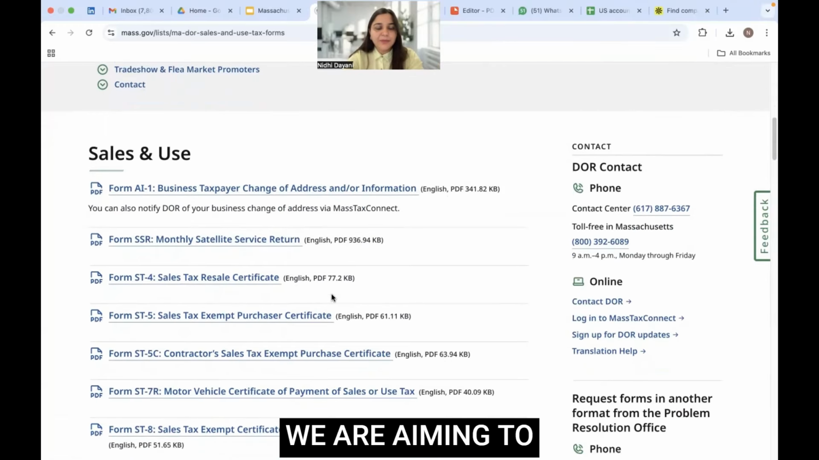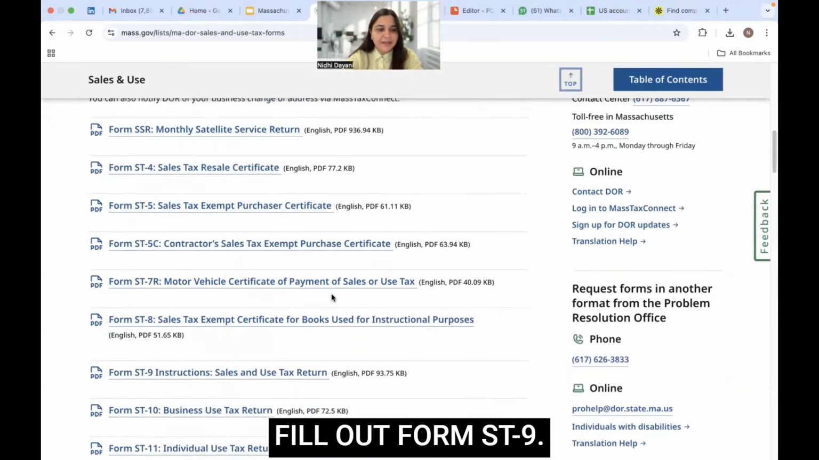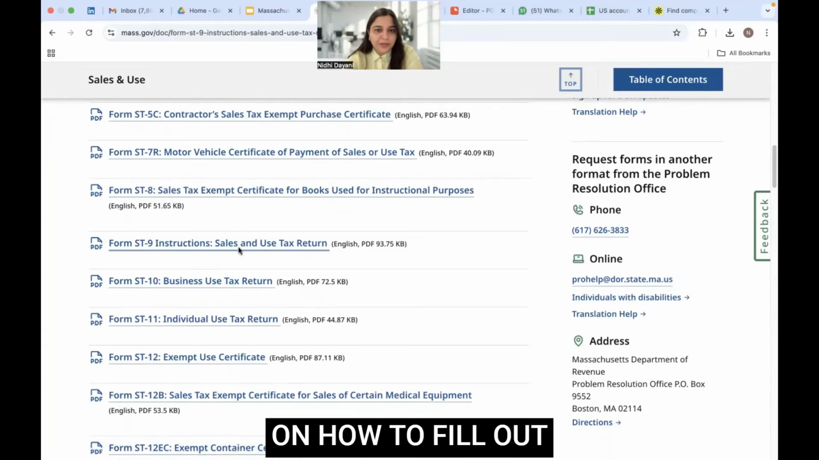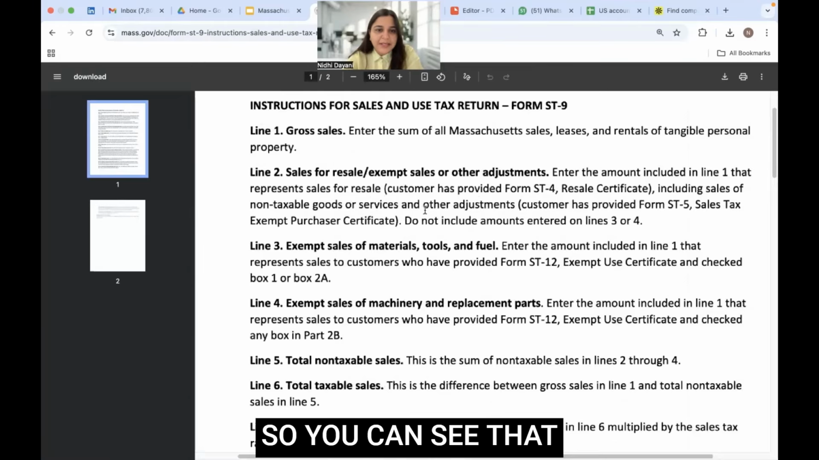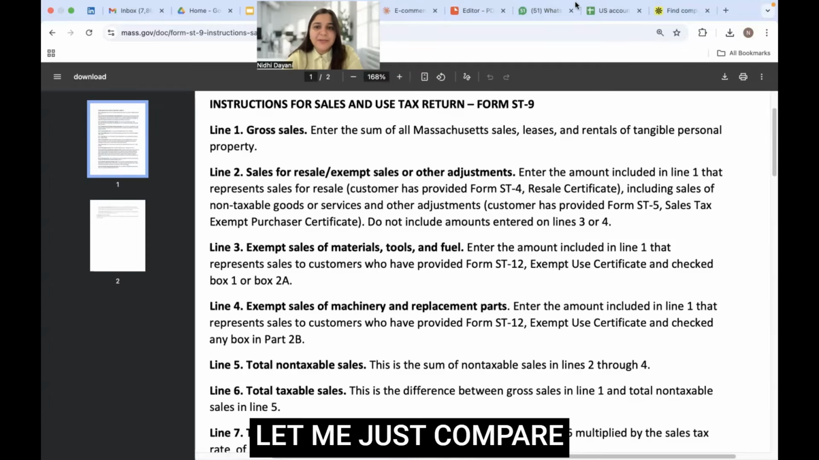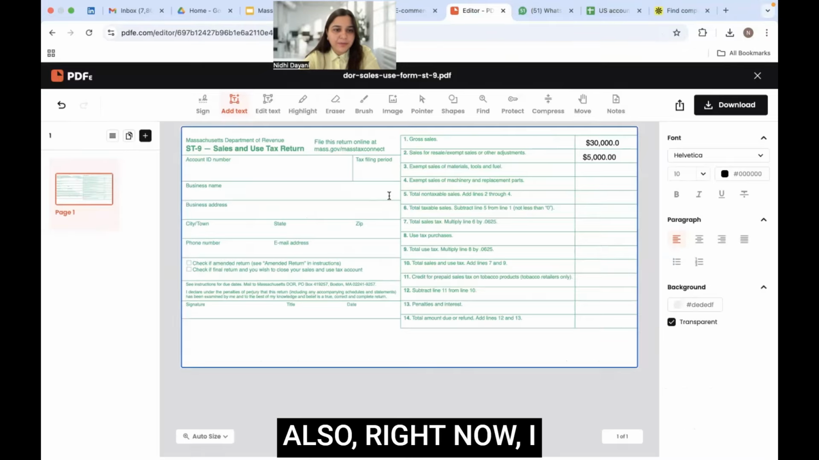We are aiming to fill out form ST9. So this is the one, and they've also gone ahead and given instructions on how to fill out the sales tax form. You can see that you have to fill out the gross sales in line number 1, then sales for resale. Let me just compare it with the original form so that you get an idea of what I'm talking about also, right?